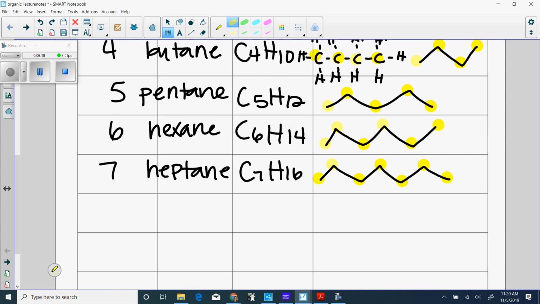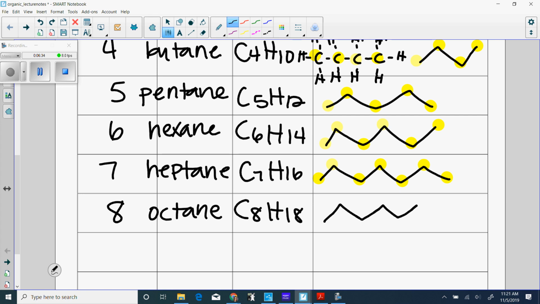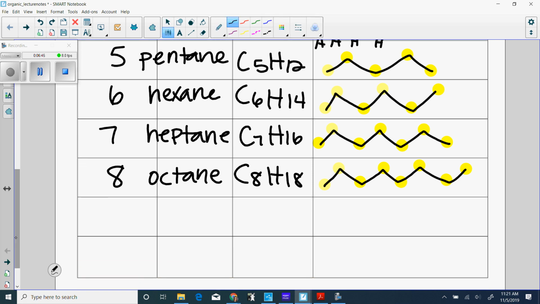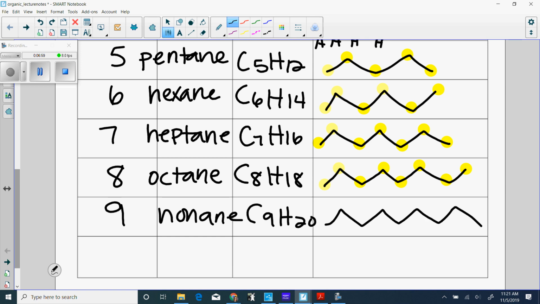On the periodic table. 8. Can you guess? What is 8? Octane. 9 is nonane. Dodecane is 12.